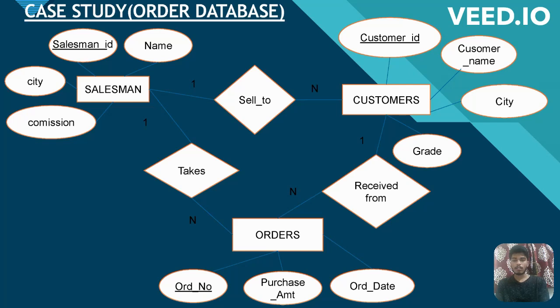Salesman has a relationship with orders through takes. One salesman takes many orders. Many orders are taken by one salesman. Like this, it is a one-to-many relationship with orders.